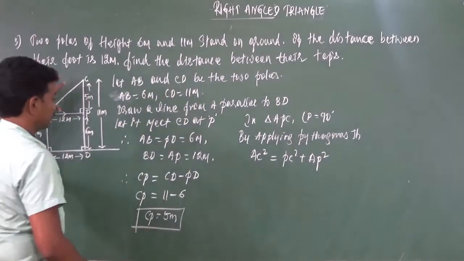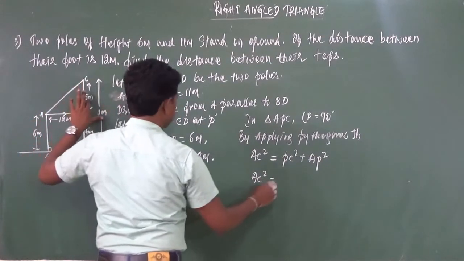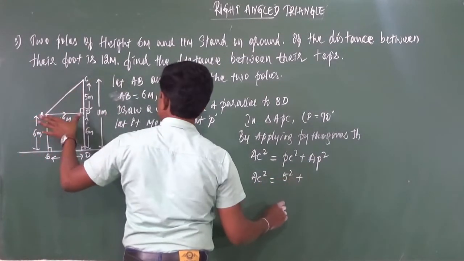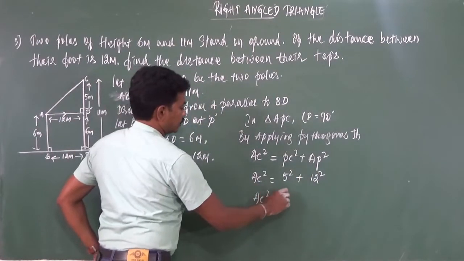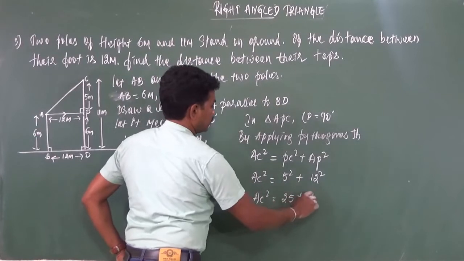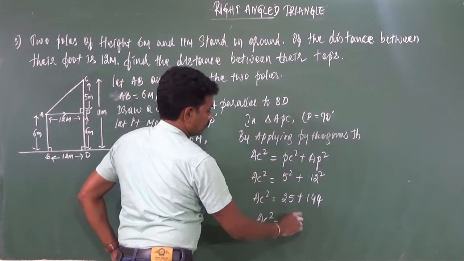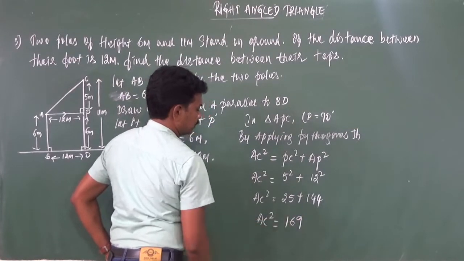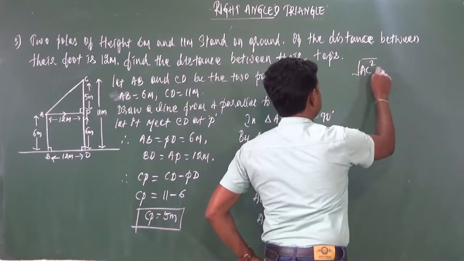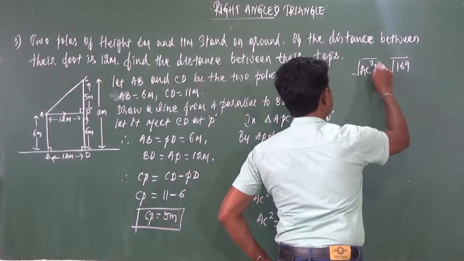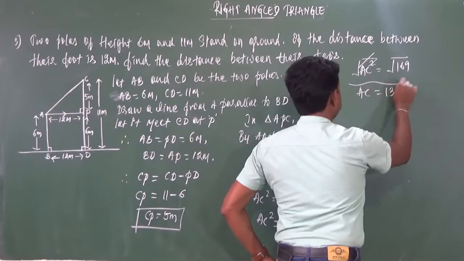So AC square is unknown. AC square is equal to PC square, which is 5 square, plus AP square, which is 12 square. So AC square is equal to 25 plus 144, so AC square is equal to 169. So AC is equal to square root of 169. Square and root cancel, so AC is equal to 13 meters.